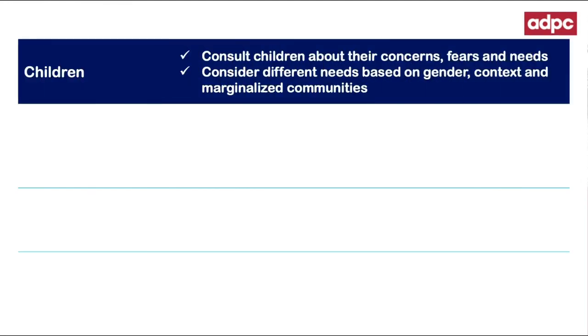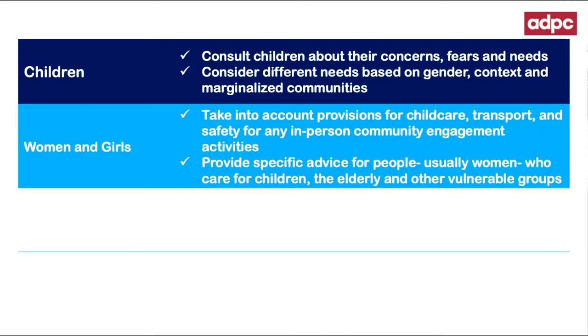Here are some of the examples of gender-responsive and inclusive approaches. For children, you can consult them about their concerns, fears, and needs, and consider different needs based on gender, context, and marginalized communities. For women and girls, you can take into account provisions for childcare, transport, and safety for any in-person community engagement activities, and provide specific advice for people, usually women, who care for children, the elderly, and other vulnerable groups.